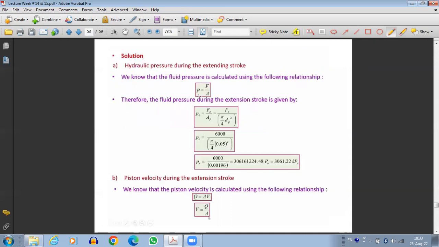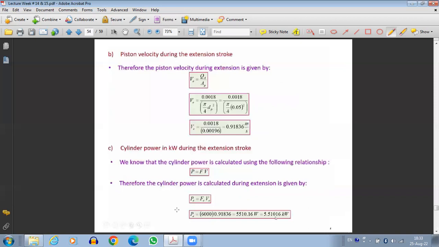So hydraulic pressure is basically force over area. Since we know the force and we know the area on the piston side, we can find out what is the pressure on the piston side. Q equals AV. We are going to use that to find out the velocity on the piston side. And power will be force multiplied by the velocity. If we know the force for the extension case and the velocity in the extension case, we are going to find out the power on the extension side.